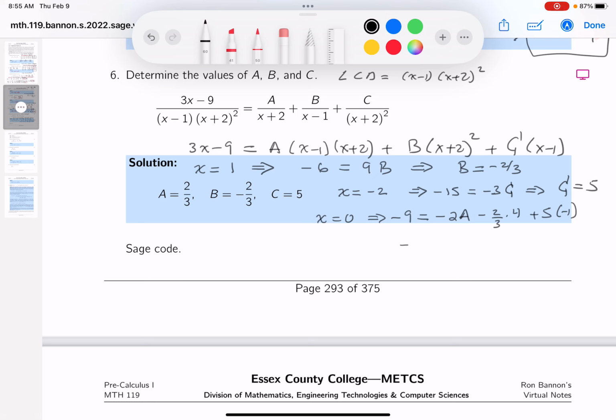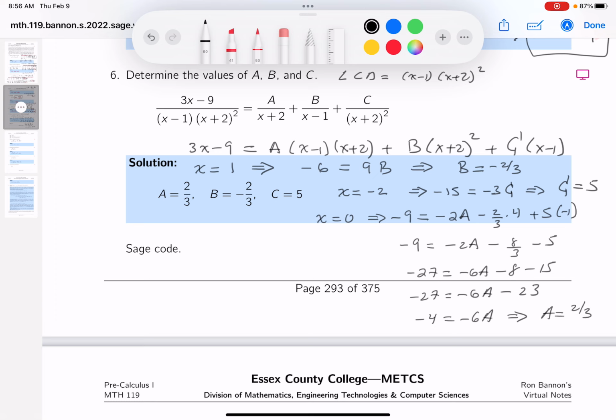Let's go through this. Minus 9 equals minus 2A, minus 8/3, minus 5. I'm going to multiply both sides by 3. You get minus 27 equals minus 6A, minus 8, minus 15. Minus 27 equals minus 6A minus 23. I'm going to add 23 to both sides. I would get minus 4 equals minus 6A. And I'm pretty confident I can tell you what A is now. It's going to be 4/6, or 2/3.